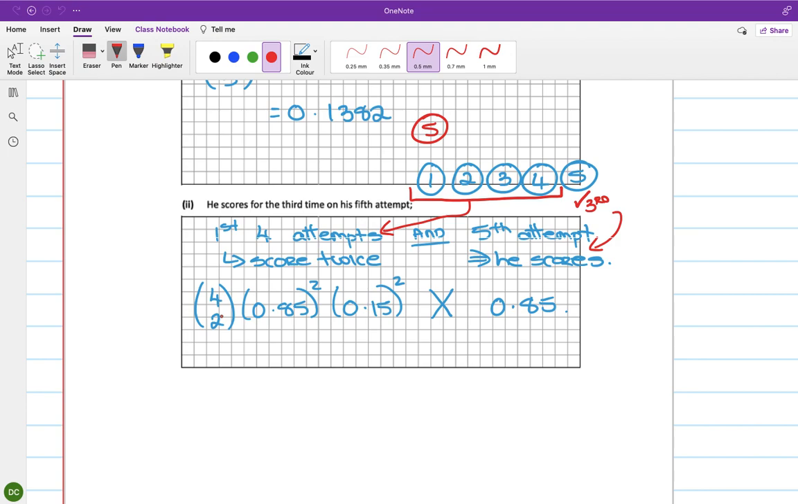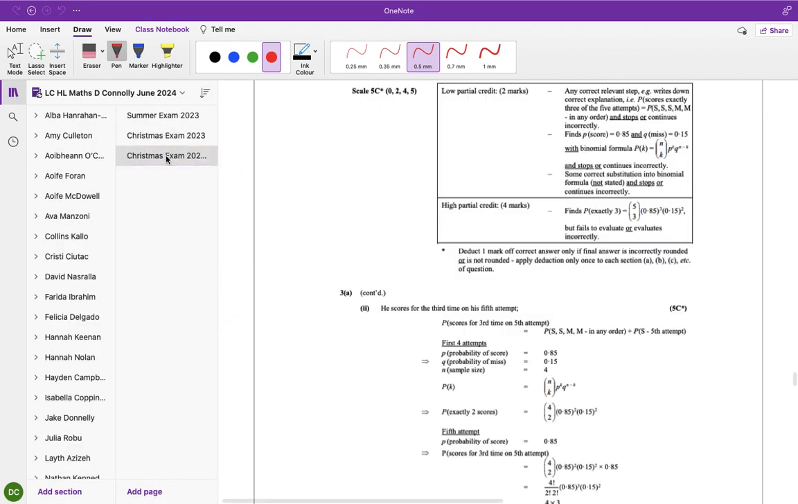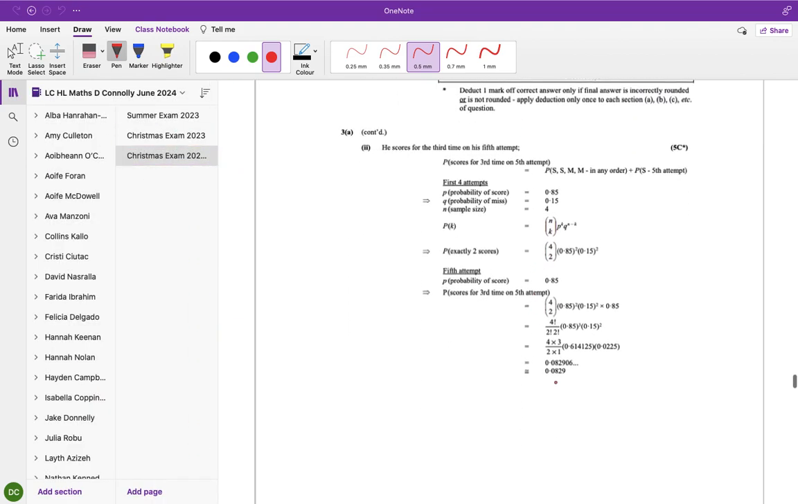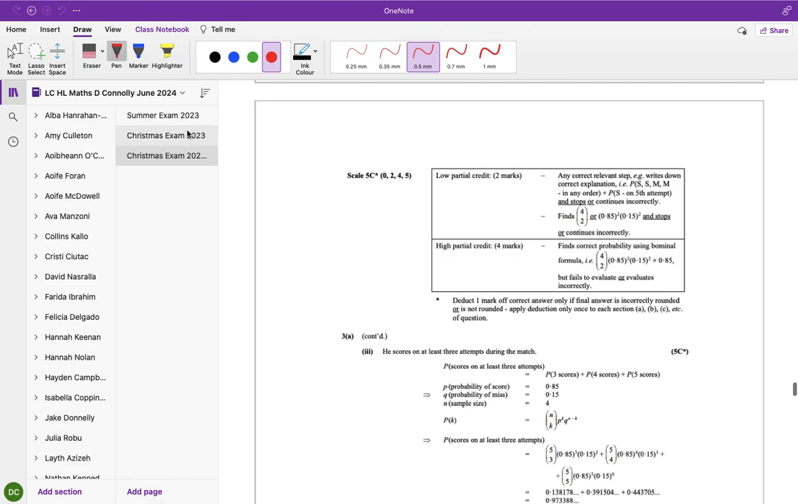Oh, I don't know if I've typed that correctly. So I'm getting 0.0829 for that one. Yeah, 0.0829, also 5 marks.